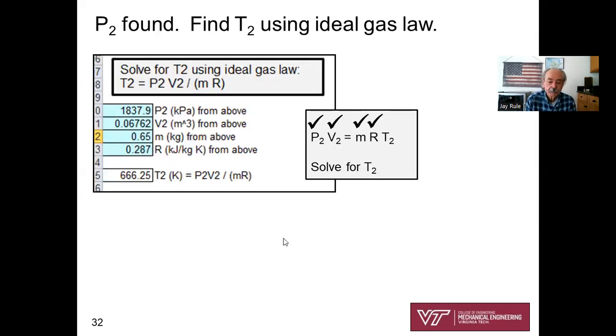We just found P2. Let's use the ideal gas equation of state, either PV equals MRT for state 2, or P1 V1 over T1 equals P2 V2 over T2. Either of those defines T2, 666.25. In this problem, I used PV equals MRT.